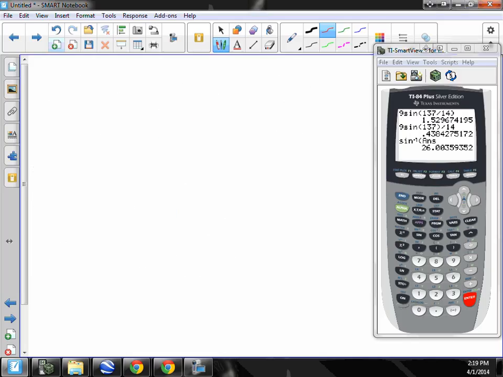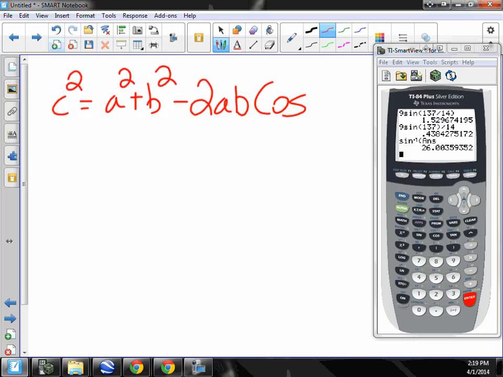cosines says c squared is equal to a squared plus b squared minus 2ab cosine of C. Now this applies to all triangles, not just right triangles. And we can actually convert the formula to involve any particular side we want. So if I were to change it up and say a squared, what would that equal?